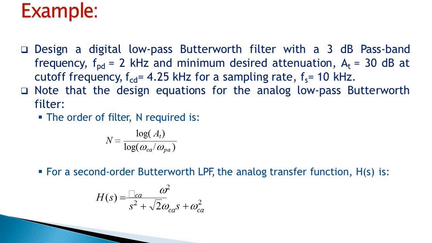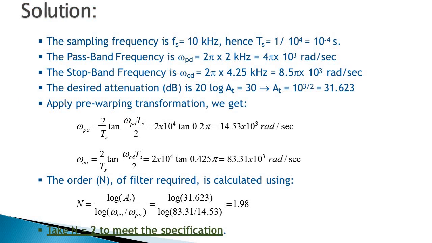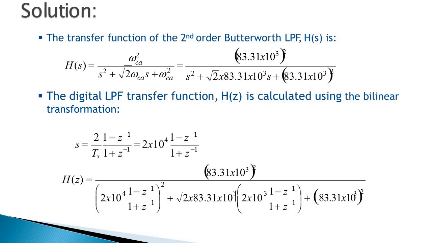Similarly, this example is given, where specifications are given. You have to find out the order of the filter and then the transfer function, with the sampling frequency, passband frequency and stopband frequency. Then pre-warp them, then find out the order, then find out H of S, and then substitute the value of S as 2 by T into (1 minus Z raised to minus 1) upon (1 plus Z raised to minus 1), and you will get H of Z.